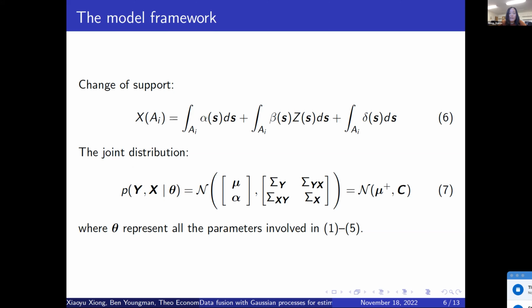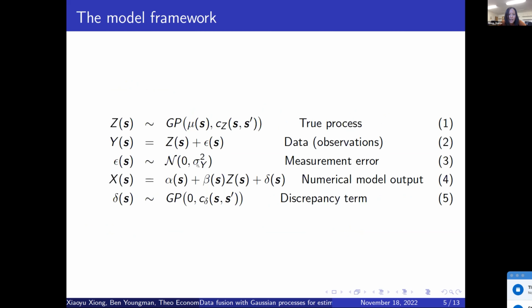For environmental hazard events, we know that the true process is often assumed smoother than the discrepancy term, because the discrepancy term delta(s) is effectively an error term, while the true process is a physical process. So in this study, we achieved this by implementing constrained optimization. This is one note about this framework.